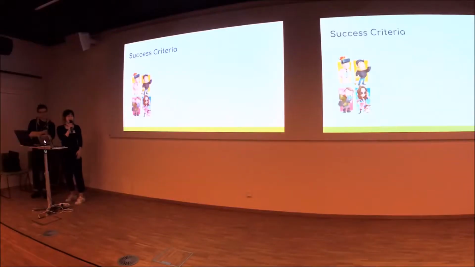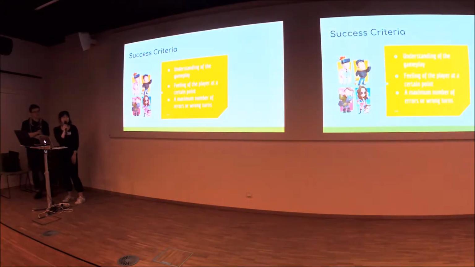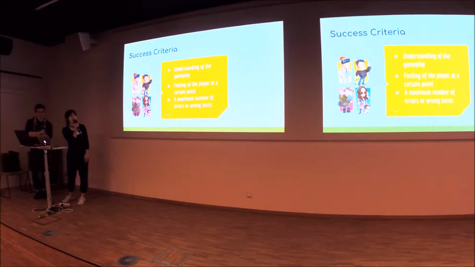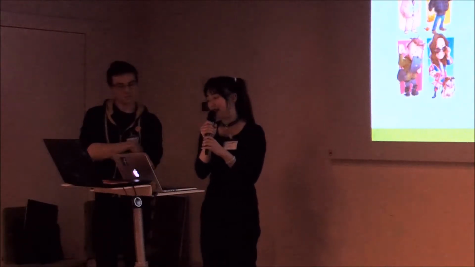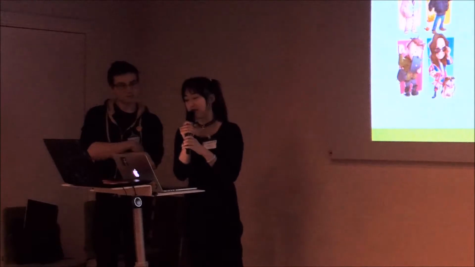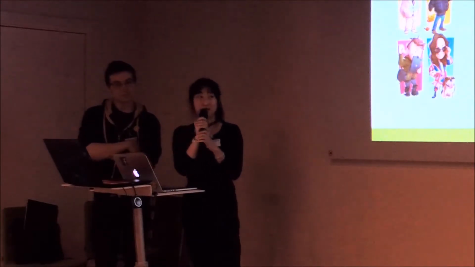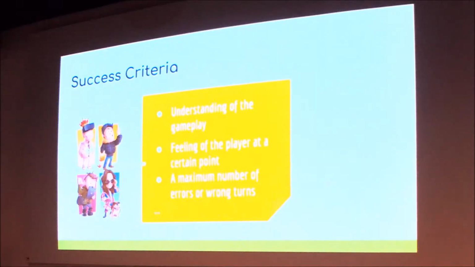This is made by the joint effort of the whole team, including the game designer, producer, and every team member. And then we have this list of criteria. The typical criteria can include understanding of the gameplay, how the player understands the game, and also the feeling of the players at a certain point. It can also be the maximum number of arrows or round turns we can tolerate the player doing when they play the game.